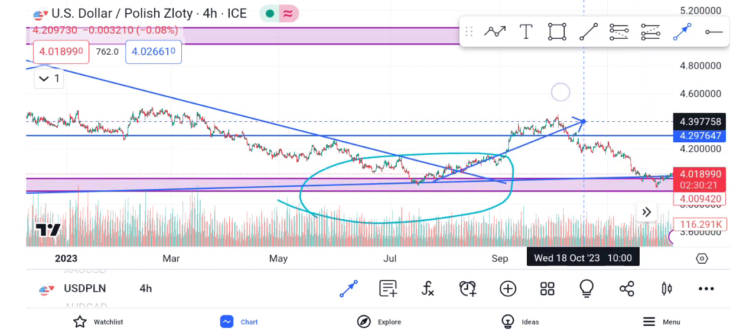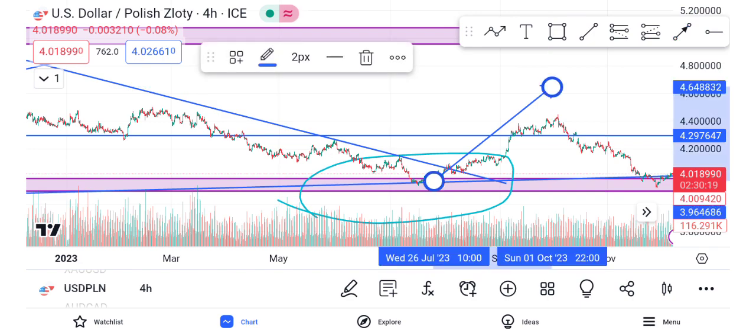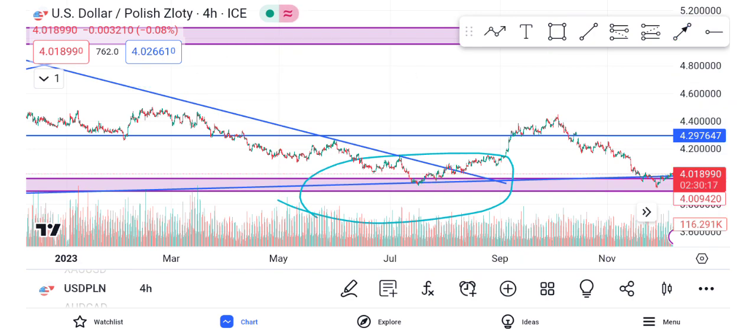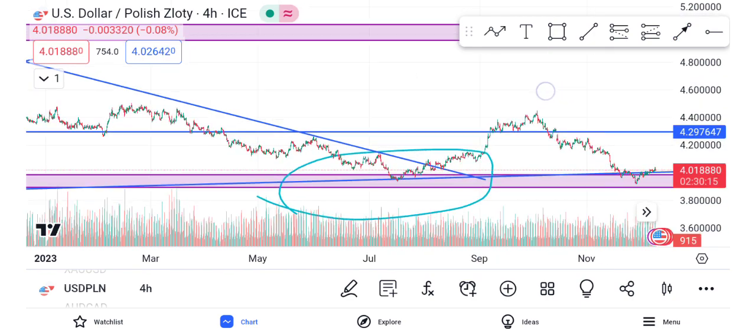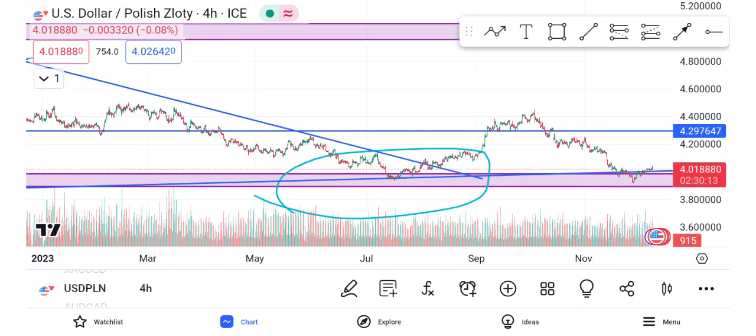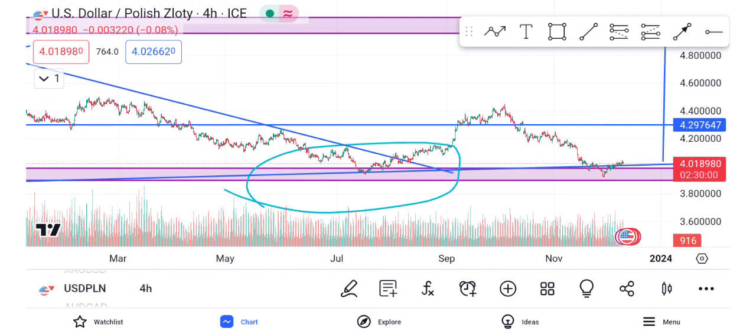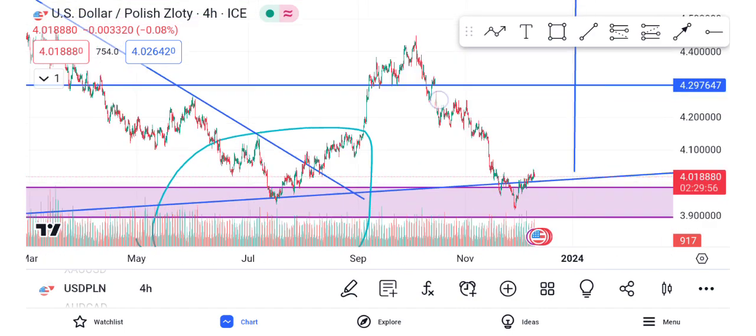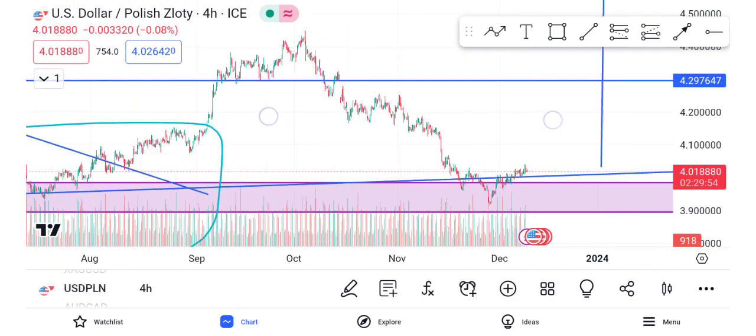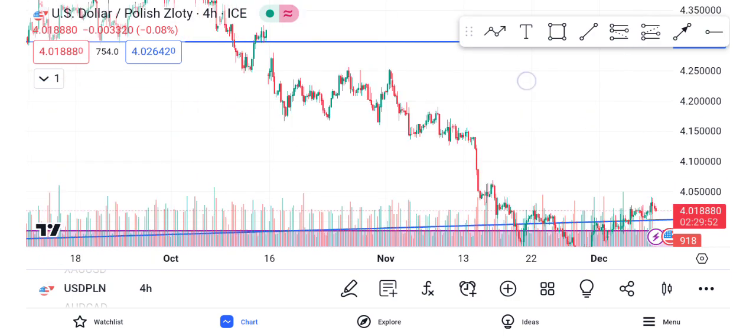So after the price retests back to the support level, the next thing we are going to check is we are going to look for a bullish rejection candle on the 4 hours time frame. So we are going to zoom it out to check for the rejection candle.